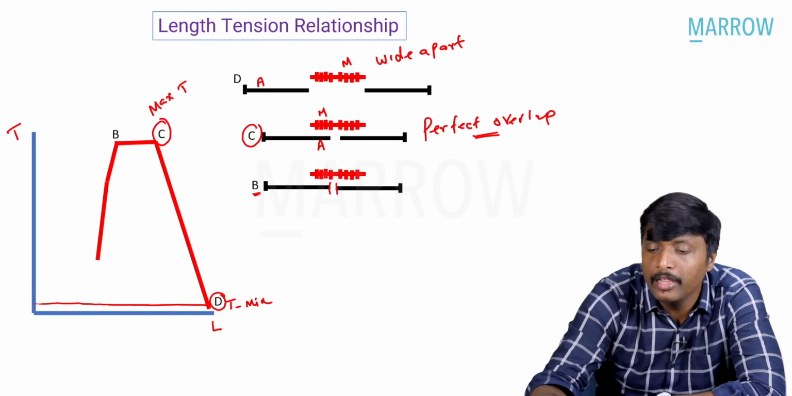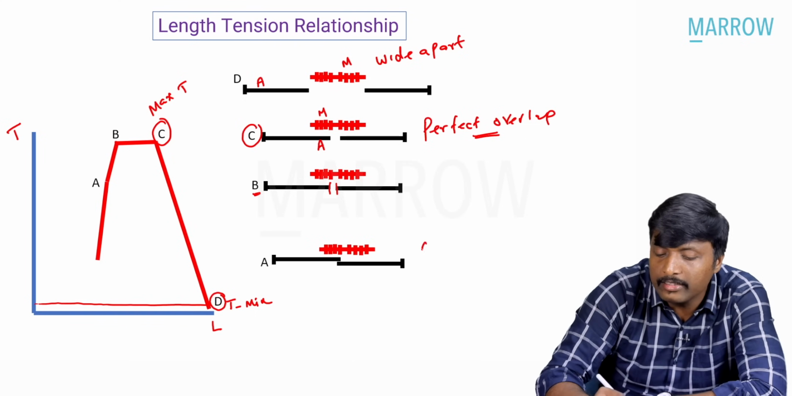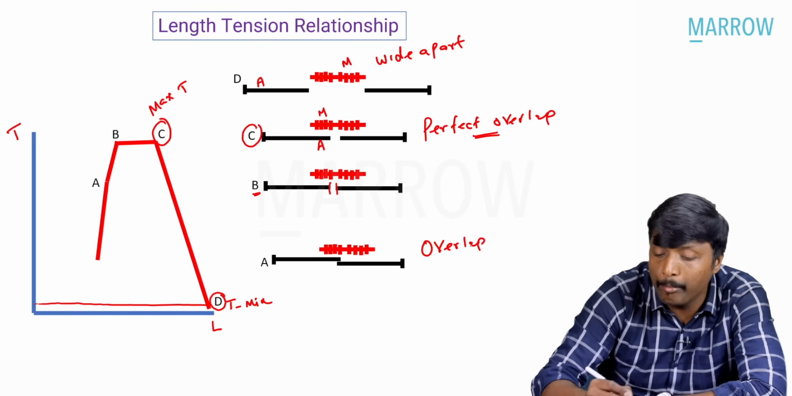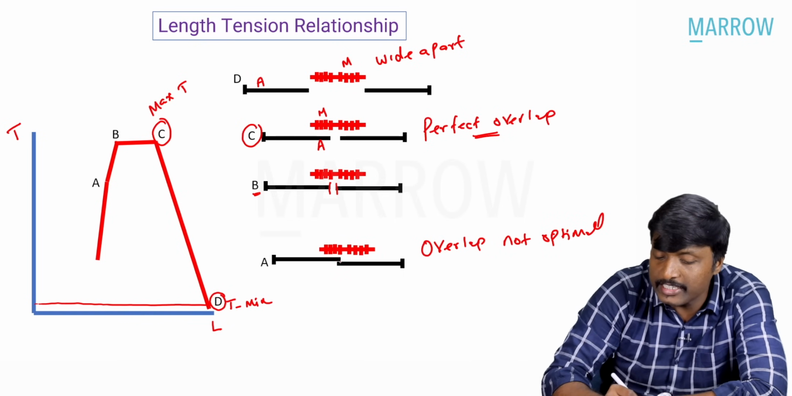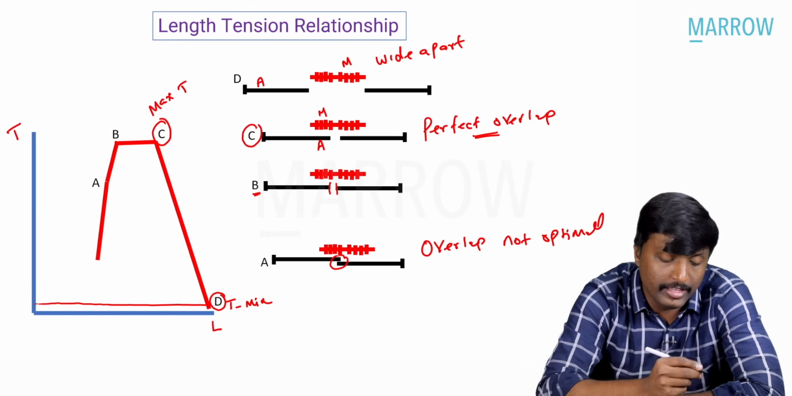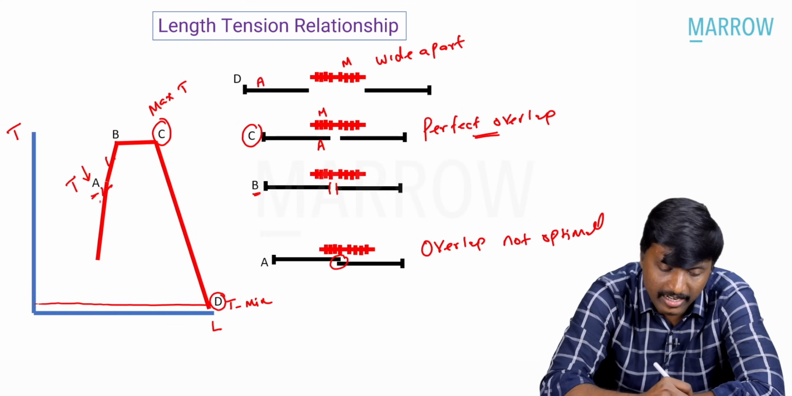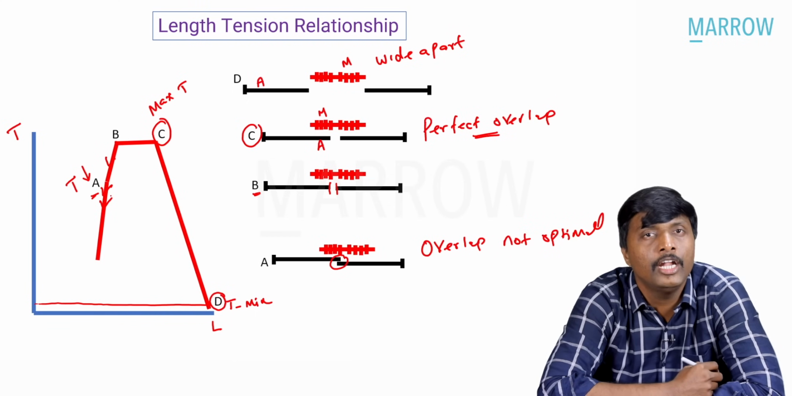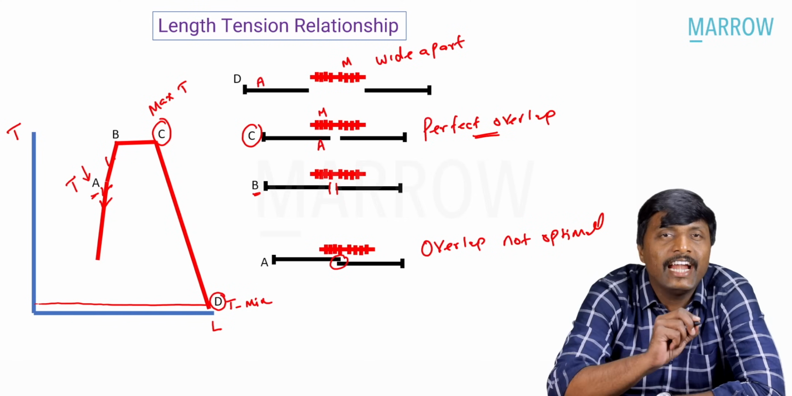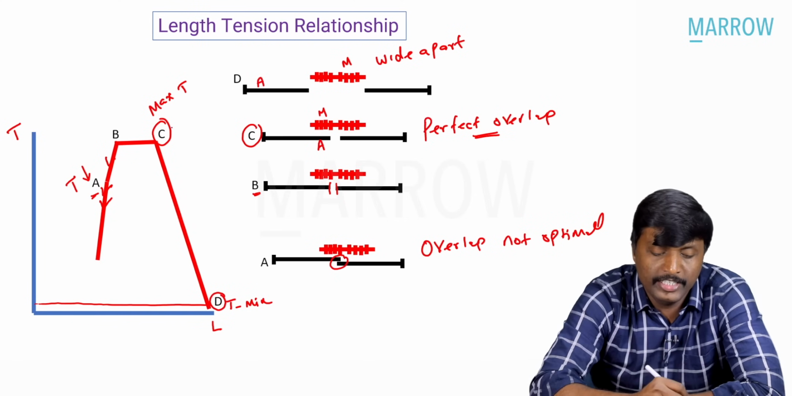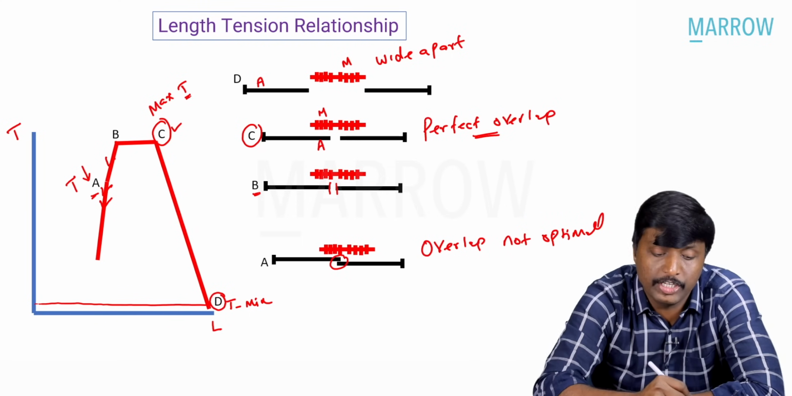Now, if you go further down, this is point A, what happens? There is definitely overlap, but not optimal. That is why the tension decreases at point A. See, the tension is decreasing at point A. Now, at point D, tension is minimum because actin and myosin are wide apart. C is the point, perfect overlap between actin and myosin, maximum tension.